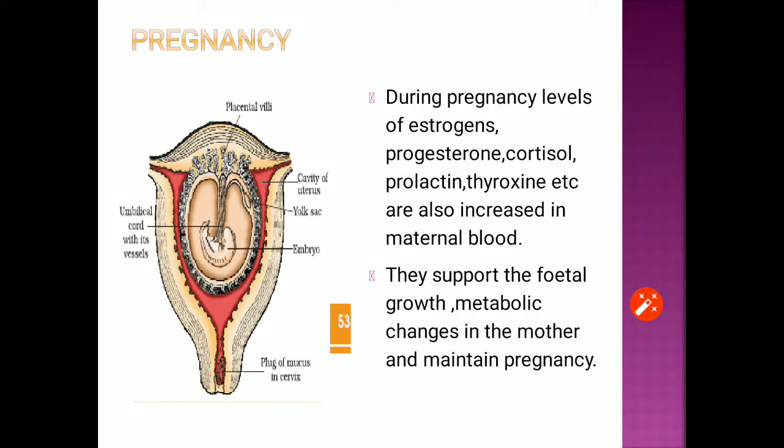As we are able to see in the picture, the embryo is connected to the chorion with the help of the umbilical cord, and the chorionic villi are in connection with the uterine tissue of the mother. So to maintain pregnancy, hormonal support is necessary.